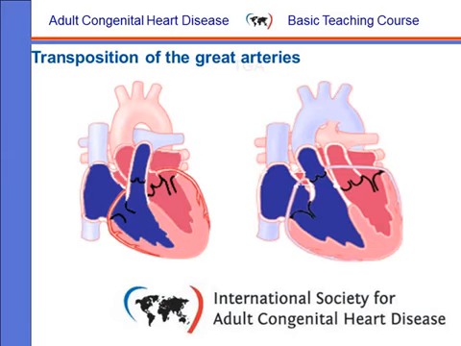On the left side you see a schematic drawing of a normal heart, and on the right side a transposition of the great arteries. The aorta is connected to the right ventricle and the pulmonary artery is connected to the left ventricle.